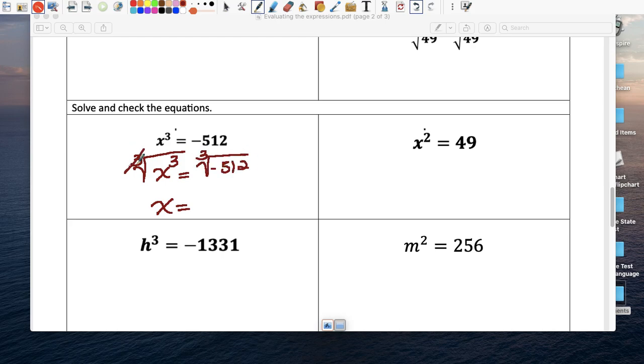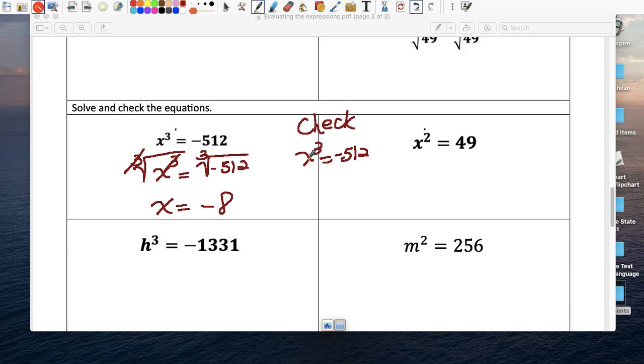This allows for these two to cancel, simplify, and I'm left with x to the first power. And the cube root of a negative number, first of all, is negative, and the cube root of negative 512 is negative 8. Check. Let me write check over here. Going back to my original equation, and make sure that the left side equals the right.